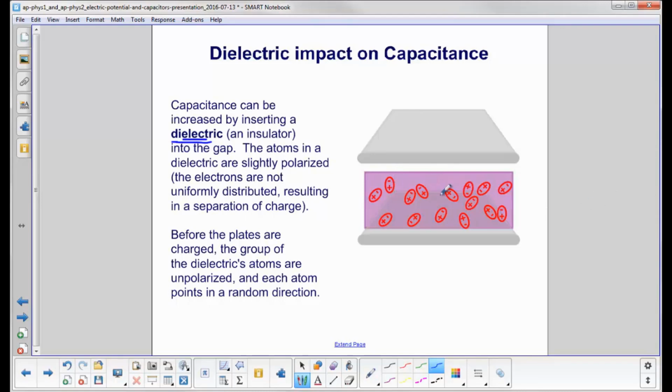Before we charge the plates, if we just put the dielectric in here, the atoms, their plus and minuses, are all pointing in random directions. So as a group, the dielectric is unpolarized. Each atom is slightly polarized, but as a group, on average, you have a neutral dielectric here. You don't have one side more negative or more positive than the other.